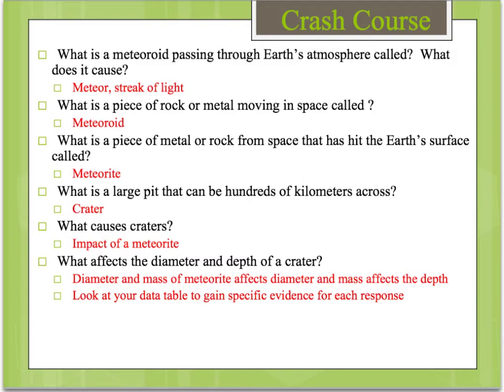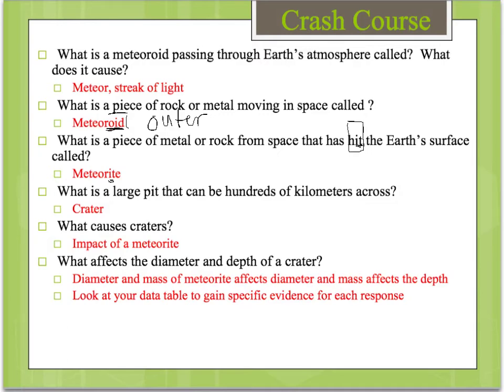What is a piece of rock or metal moving in space called? We discussed to look for the OID here, and that matching up with outer, for outer space. So hopefully that helps you. What is a piece of metal or rock from space that has hit? We focus on the word hit, and especially on the IT. Hit the Earth's surface or any surface of any moon or planet. And again, we've got IT here for meteorite.